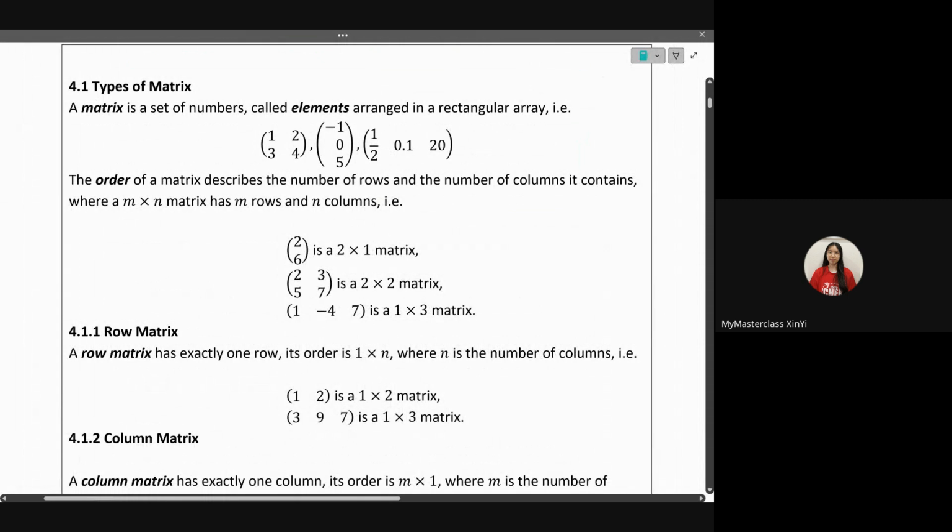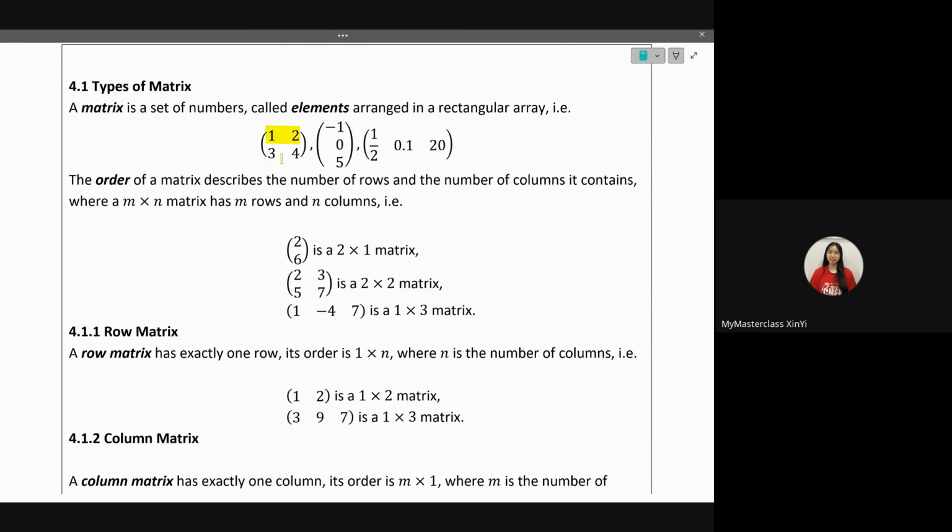Let's say, for example, the first matrix over here. This is what we call a row: the horizontal one is a row. So this is row number 1 and this is row number 2. In this array, there are 2 rows, and also columns, which are the vertical ones. This is column 1 and this is column 2. So in this case, it has 2 rows and 2 columns.